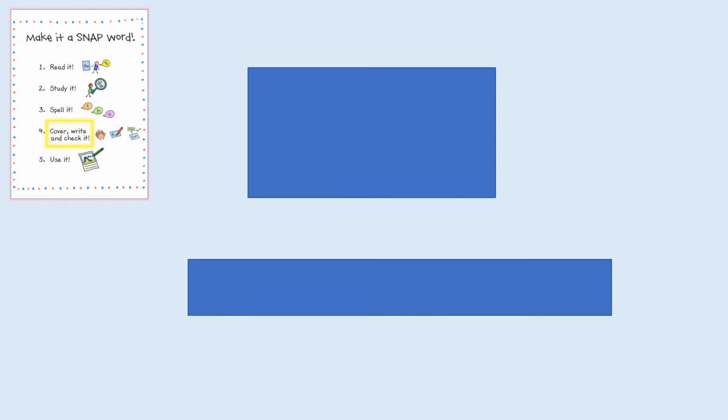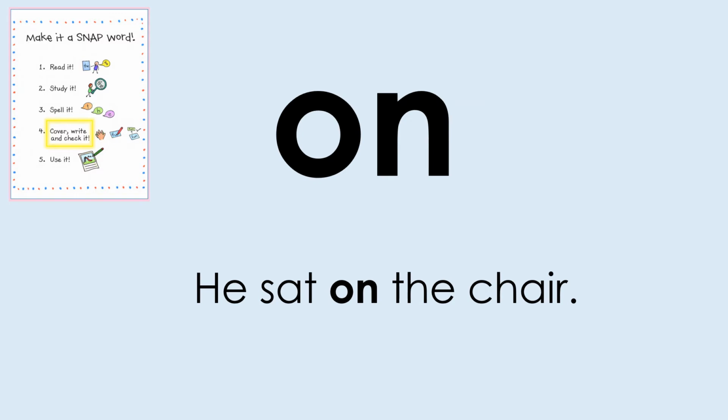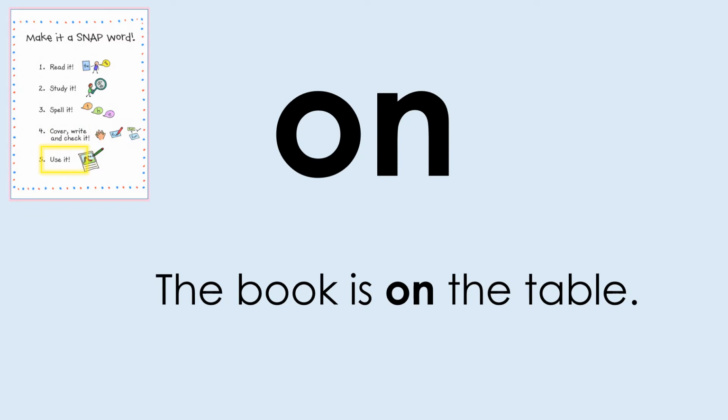Let's check it. Did you write on correctly? O-N, on. If you did, great job. If not, that's okay. Try again. Finally, let's use it. I use it in another sentence. The book is on the table. How can you use the word on?